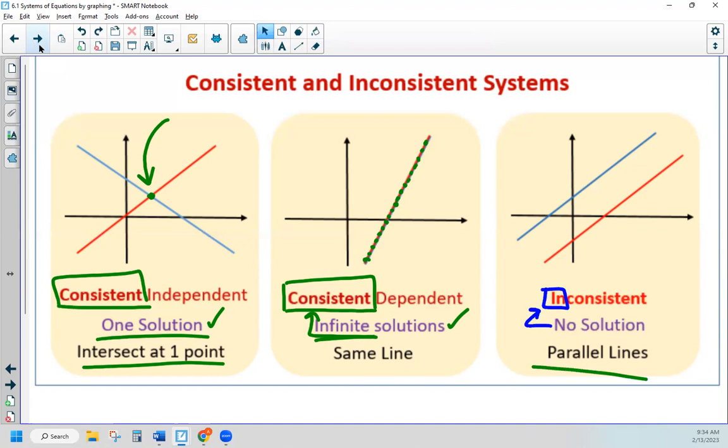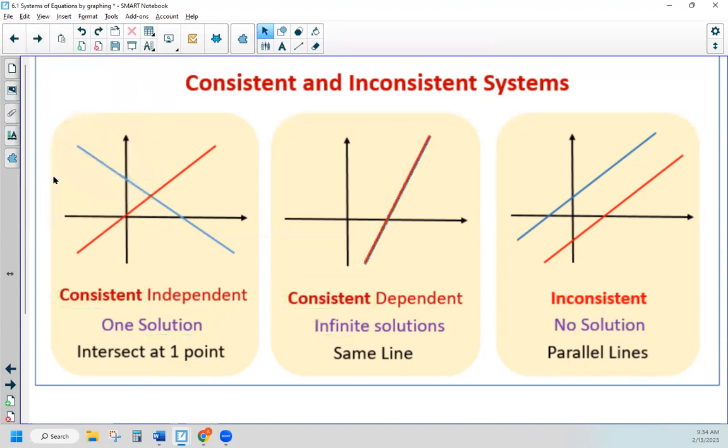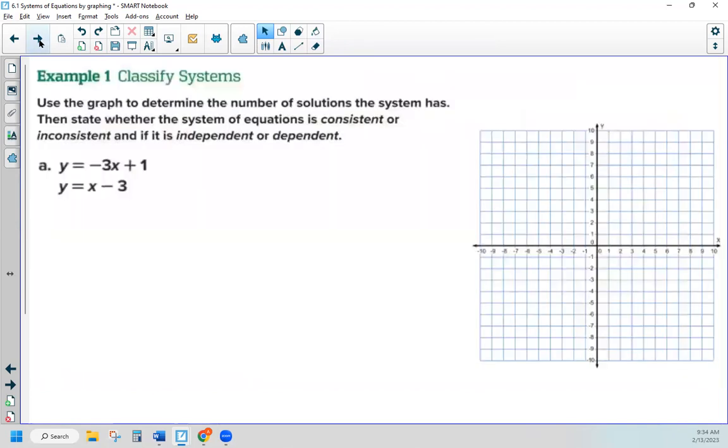All right, that's the terminology. These are the three ideas that can possibly happen. You can either intersect once, intersect an infinite amount of times, or intersect no times.